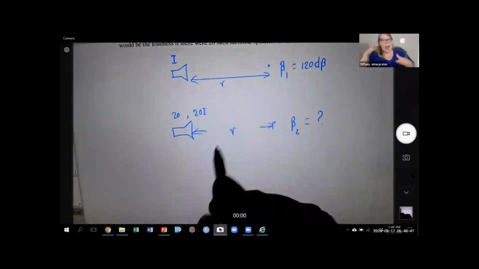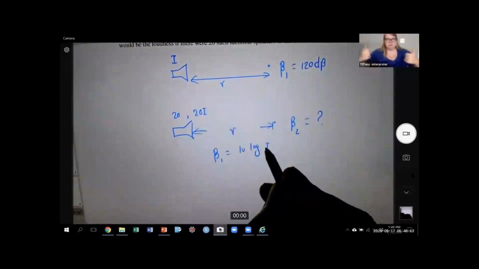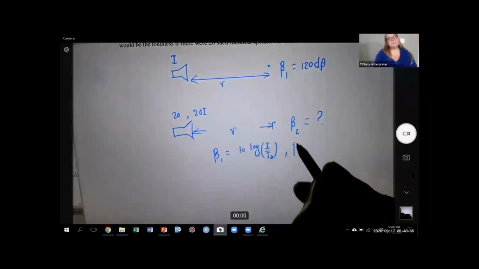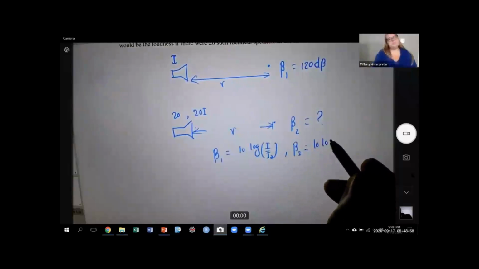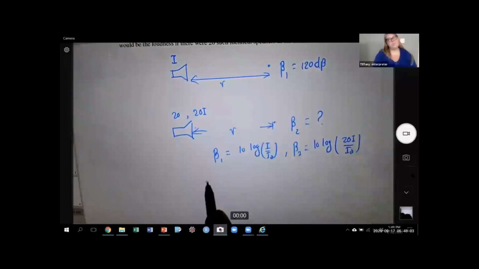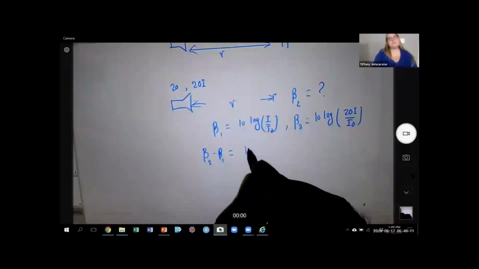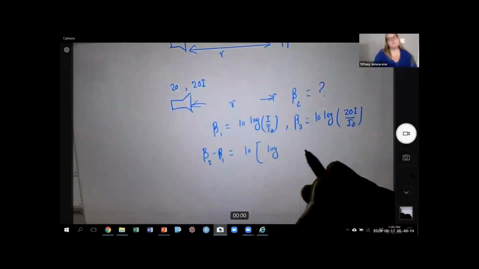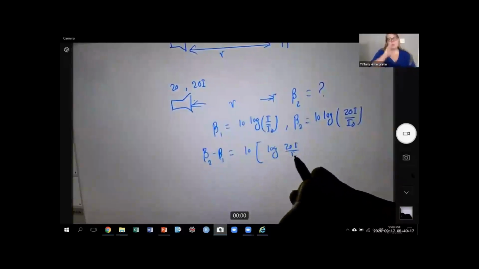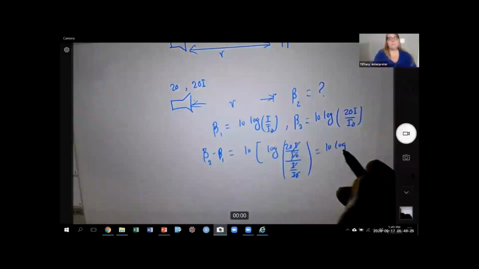Now just use the same formula. Beta 1 is 10 log I over I naught, and beta 2 is 10 log 20 I over I naught, since the power has increased by 20. I naught is the threshold of hearing. So you just need beta 2 minus beta 1, just take the difference, and find beta 2. Beta 1 is given. I'm going to do a shortcut. Using the log property, the I over I naught will cancel out, basically 10 log 20.